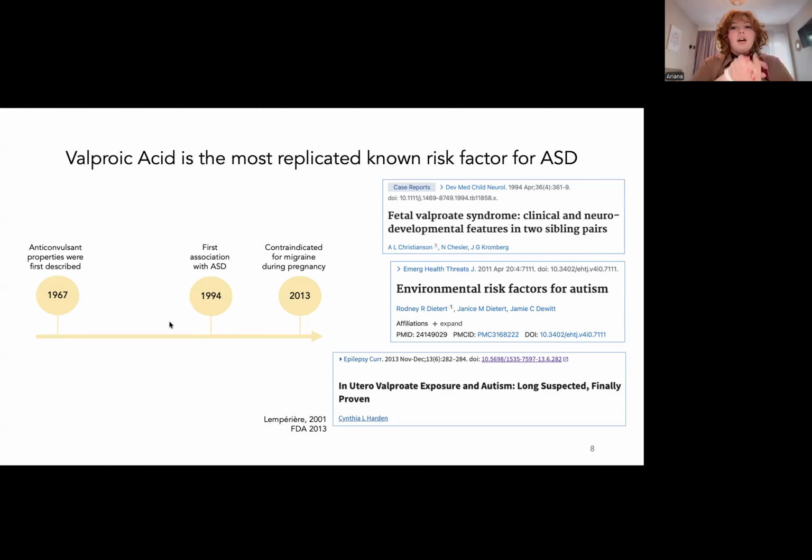Valproic acid was first described as an anticonvulsant in 1967, and it later became widely used and is now FDA approved for epilepsy and bipolar disorder. The link to autism was first reported in 1994, but it wasn't until around 2011 that it became evident, because larger studies began to define a clear prevalence.